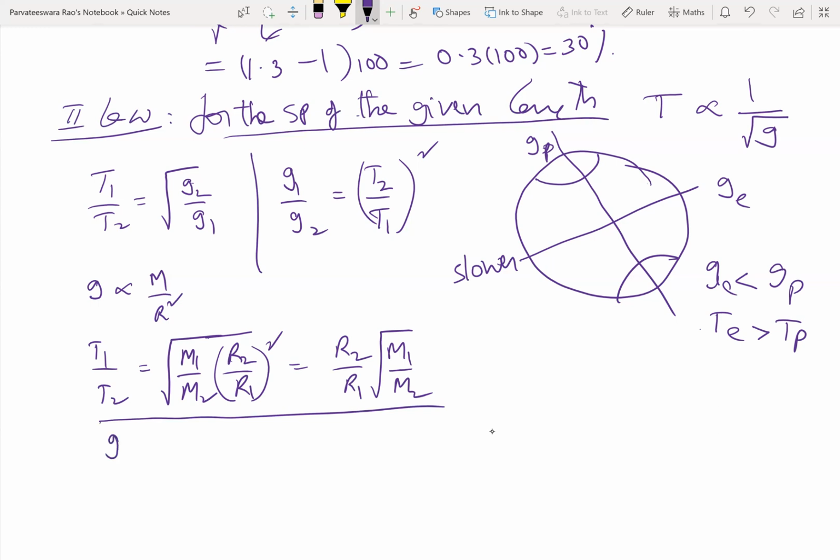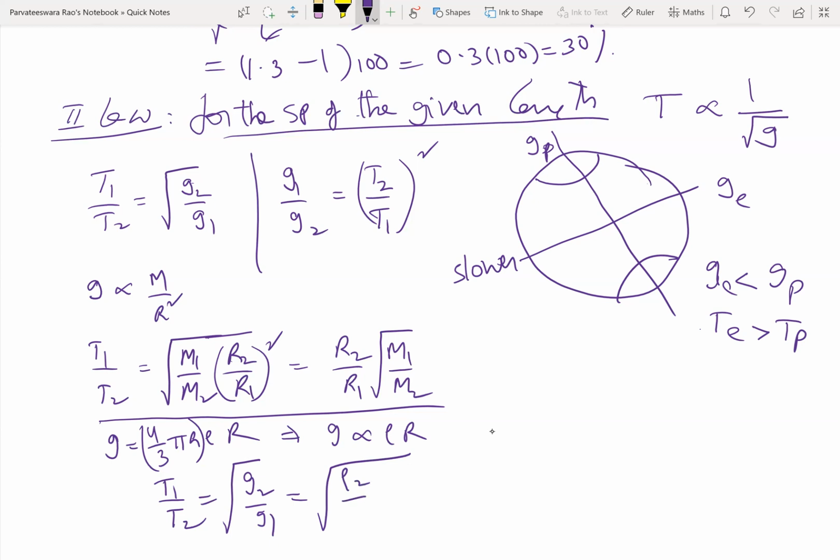And we have another relation. G is equal to 4 by 3 pi G rho R. So 4 by 3 pi G is constant, implies G varies directly as rho R. So T1 by T2 is equal to root of G2 by G1. That is when you are given densities of the planets and radii. Then this is the formula to be used.